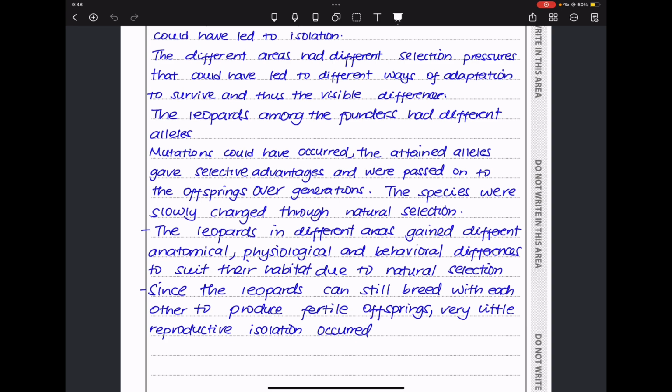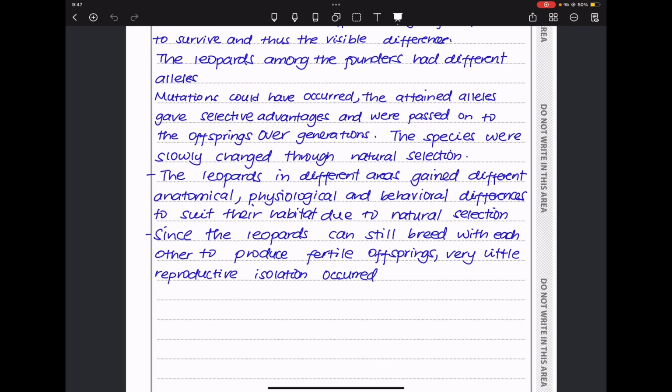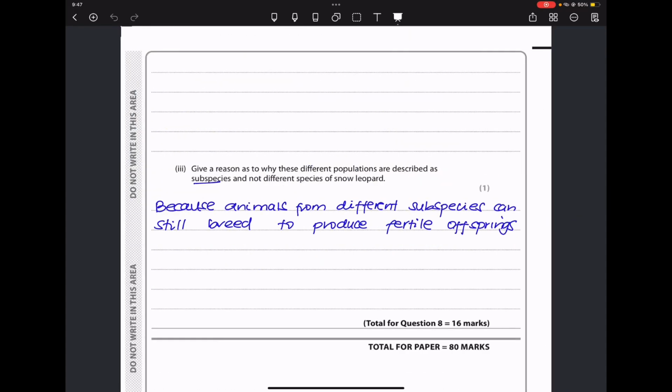Now, the leopards in different areas gained different anatomical, physiological, and behavior differences to suit their habitats due to natural selection. And since the leopards can still breed with each other to produce fertile offsprings, it means very little reproductive isolation occurred. Lastly, they say give a reason as to why these different populations are described as subspecies and not different species of snow leopards. They are not different species because they can still breed and produce fertile offsprings.